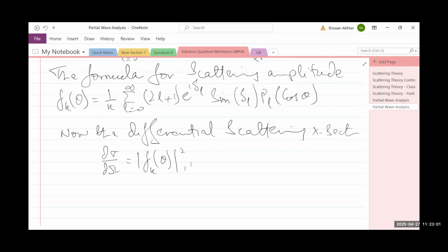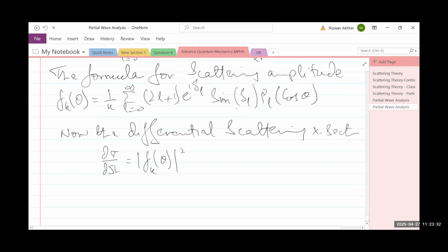And this formula is also the basis for the partial wave analysis, and we call it the basis because we consider each angular momentum component L, and then we have the result, which is the sum of all those angular momenta. So this equation, this fk of theta, is basically giving you the basis for the partial wave analysis.